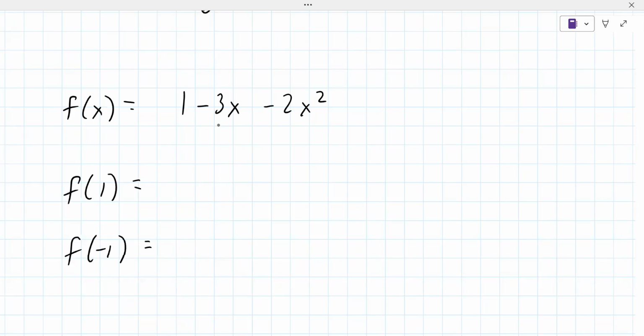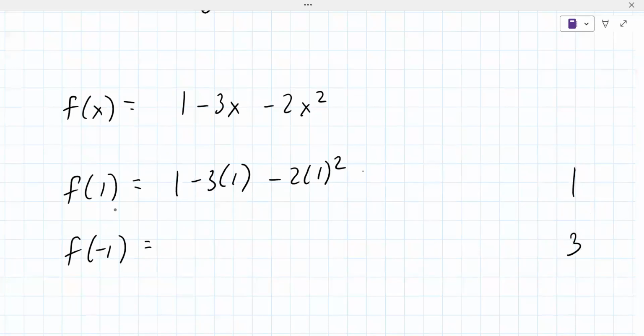f of 1 equals 1. f of -1 equals 3. So let me just slide those off to the side here. So there's a couple of things to remember with 1 and -1. They're kind of special. With one, it's always just the coefficient. So it ends up being 1 minus 3 minus 2, which is not 1. 1 minus 3 is -2, -2 minus 2 is -4.